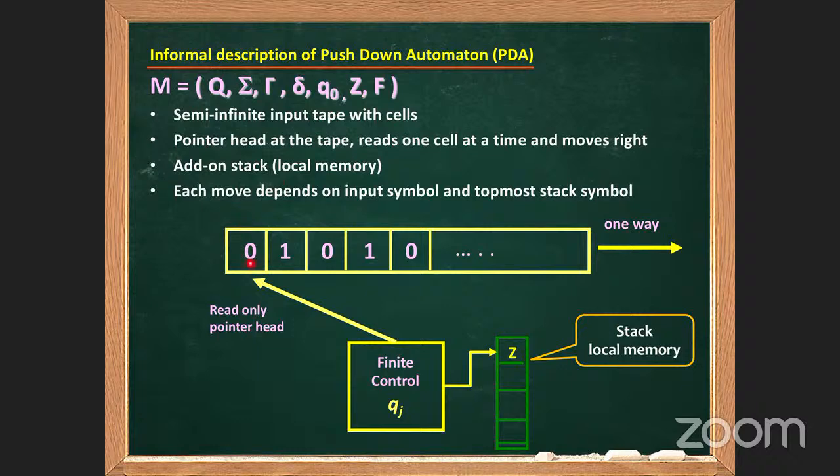Each move depends not just on the input symbol alone. It depends on the input symbol and the topmost stack symbol. In the stack, only the topmost symbol is visible. It is accessible to the machine. So the control will check the input symbol and the topmost symbol before making the next move.